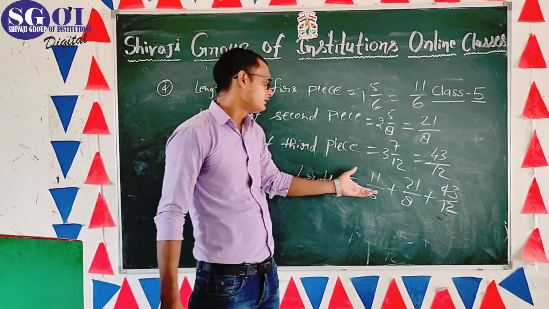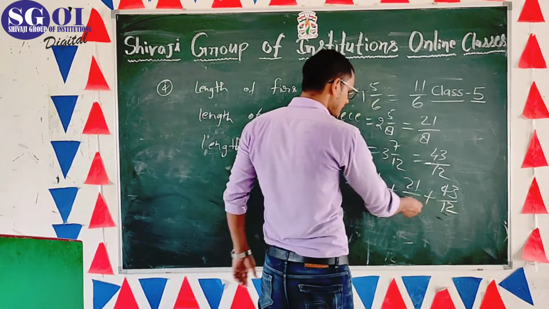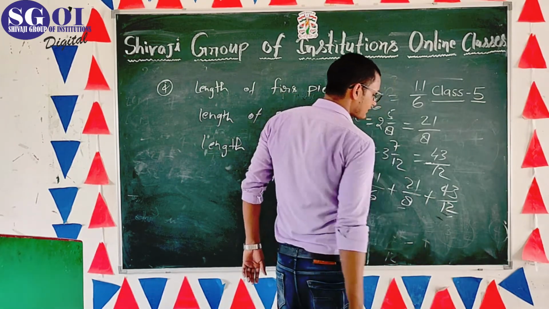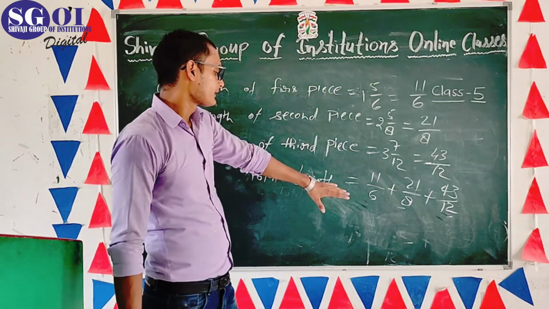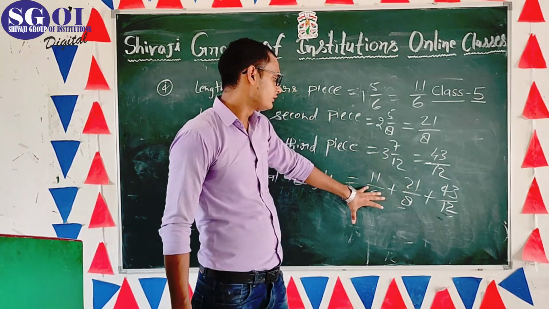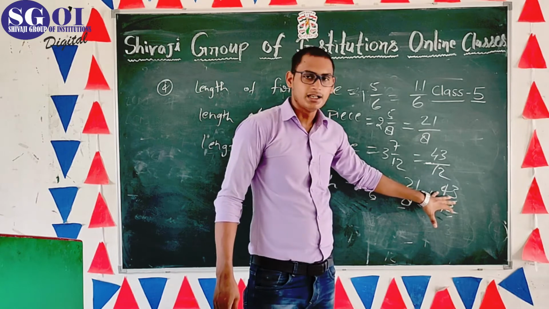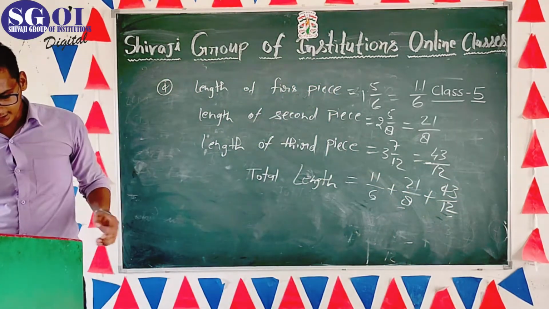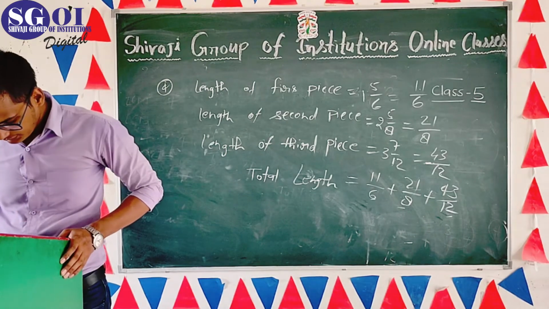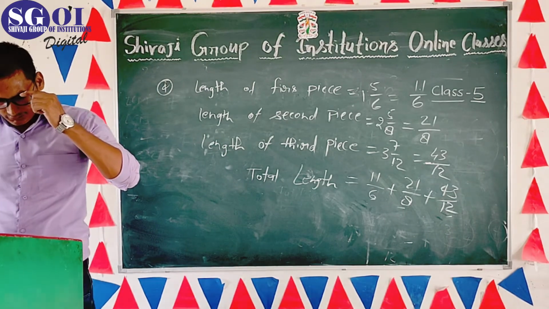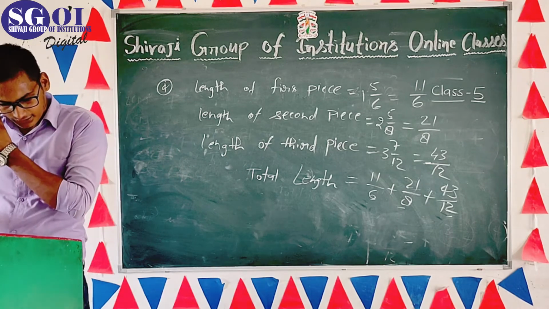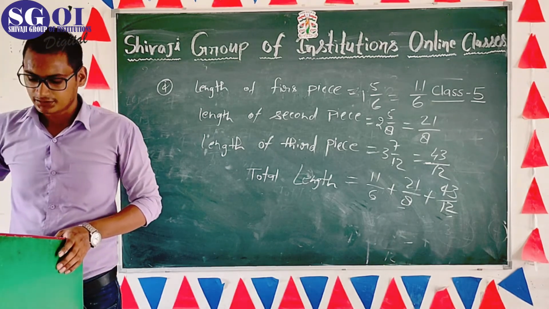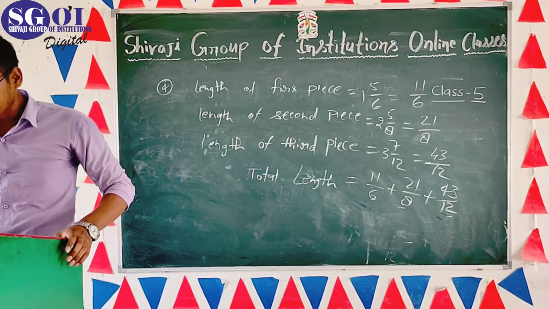Students, as we learned how to add fractions with different denominators, first we change these fractions into their equivalent fractions and then add them. Okay, so you have to do this question yourself. Students, question number 5 to 10 you have to do yourself.